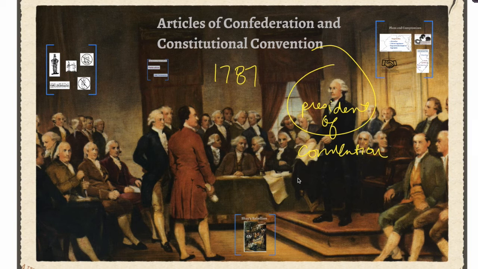Some other things, most of the guys that are at this convention are lawyers. About a third of them own slaves. Here's Ben Franklin, just because I like to point out Ben Franklin because he's really cool.